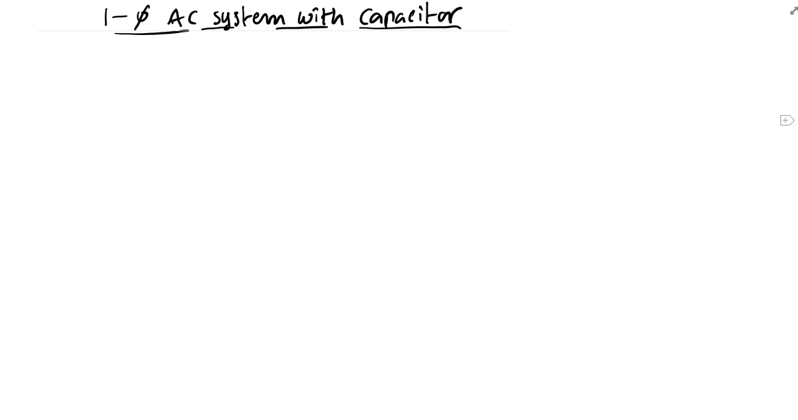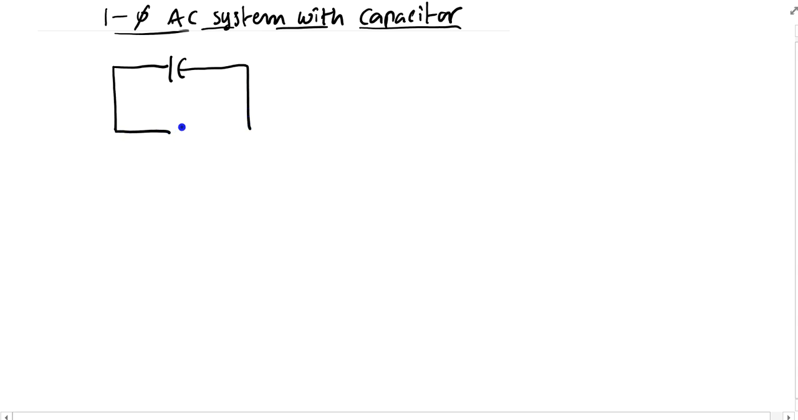If you see the diagram of this pure capacitor, let us consider a pure capacitor, and to this pure capacitor an AC supply system has been connected. So this is what I am writing. This is I and this is my capacitor C.